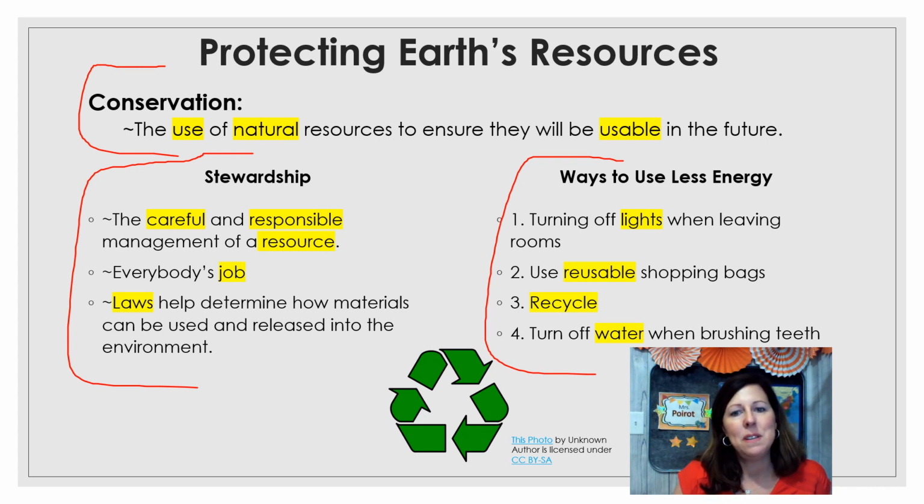Another way, you can use the reusable shopping bags. I always try to do that. Sometimes I forget, but I do try to do that. Recycle. We can recycle aluminum, glass, paper, cardboard, lots of things we can recycle. We can also reuse things in a different way if you can think of some creative uses for things. And also an easy one is turn off water when you brush your teeth. Maybe don't spend a whole lot of time in the shower, just get in and get out just to help save water. Lots of things we can do.